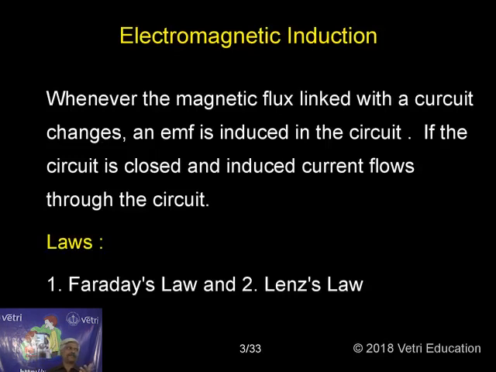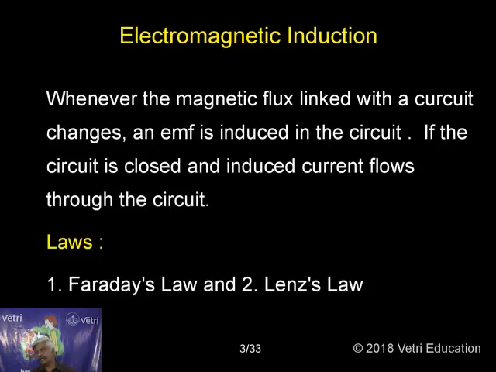Then what is electromagnetic induction? Whenever there is a change in magnetic flux linked with a coil, an EMF is produced or induced. This is actually the converse of the third unit. In the third unit, whenever current flows through a wire or coil, a magnetic field is produced. In reverse, if there is a change in magnetic field, an electric field is produced. Just keep that in mind.